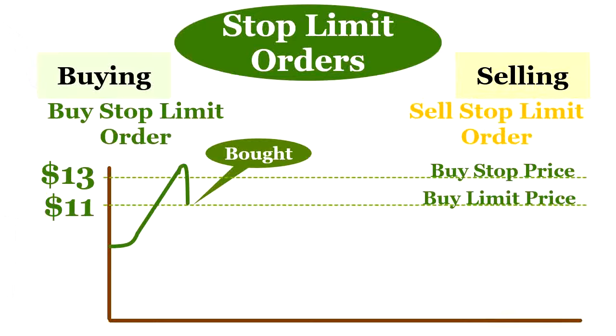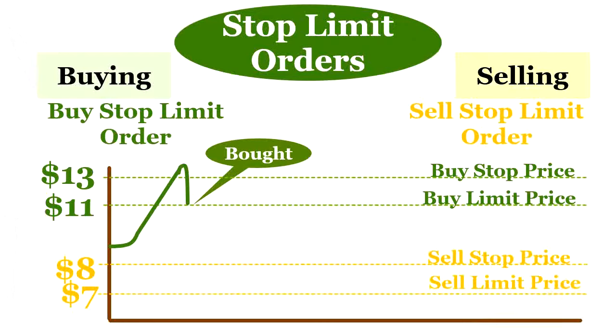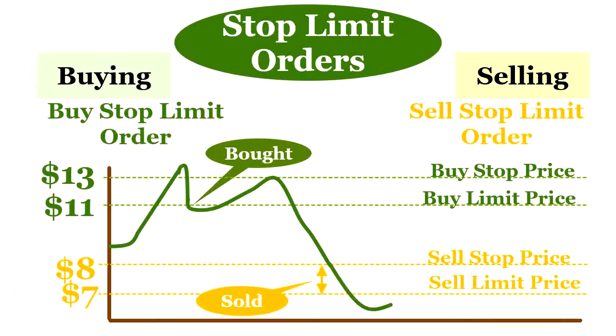Then you would set a sell limit price below the sell stop price as the lowest price you would accept for the stock. For example, if you want to sell a stock at $8 and the least you would accept for that stock is $7, then you would set a sell stop price at $8 and a sell limit price at $7. That way, if the stock falls to $8 or below, it will be sold between $8 and $7. So those are the four major orders explained: market orders, limit orders, stop orders, and stop limit orders.